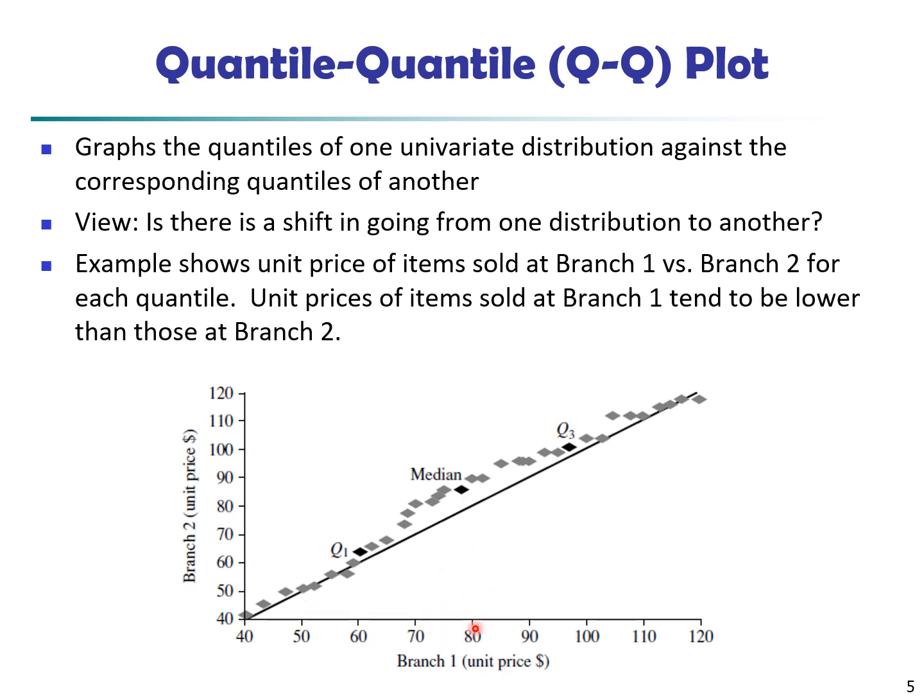Now, according to this data here, we can say that unit prices of items sold in branch 1 are lower than in branch 2. Now, how do we know that? If we go to the Q1 here, you will notice that the Q1 is almost 60, while in branch 2, Q1 is a little bit more than 60. So branch 1 is less than branch 2, or cheaper than branch 2.